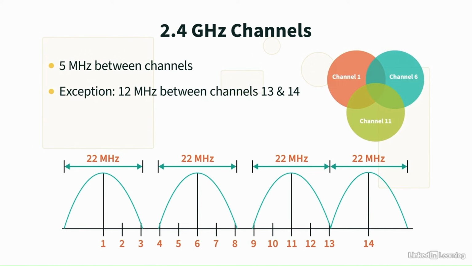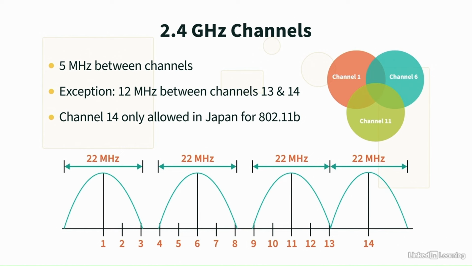There's actually 12 megahertz of bandwidth between channels 13 and 14. However, channel 14 is only allowed in Japan, and then it's only used with the very, very old 802.11b wireless standard, so you'll probably never encounter a network using channel 14.